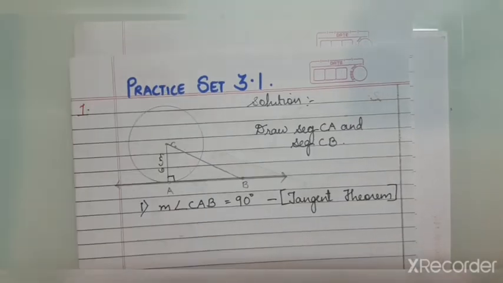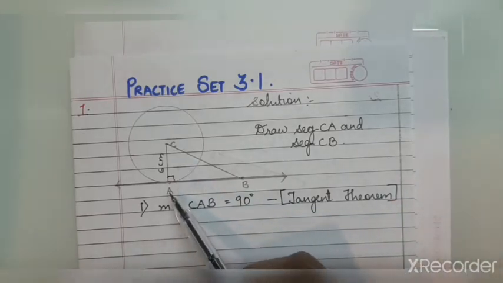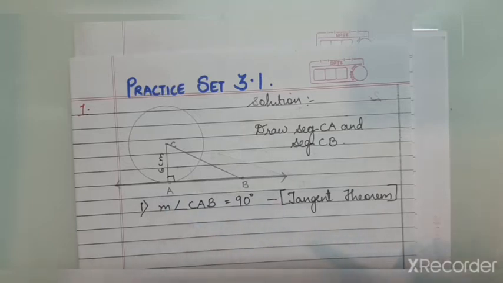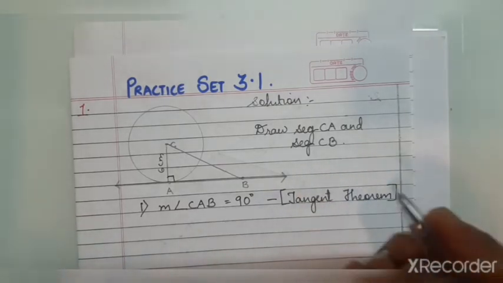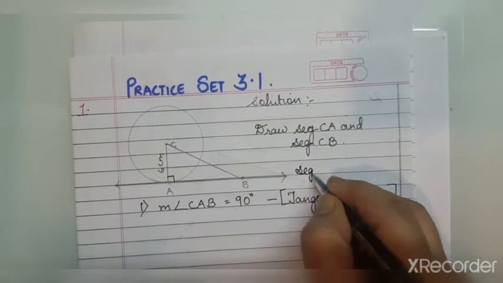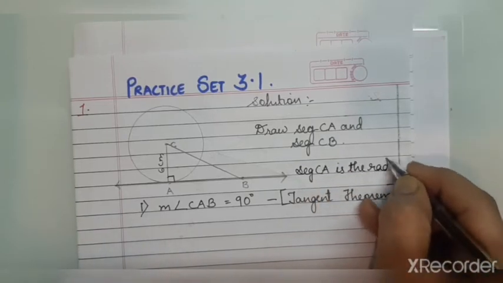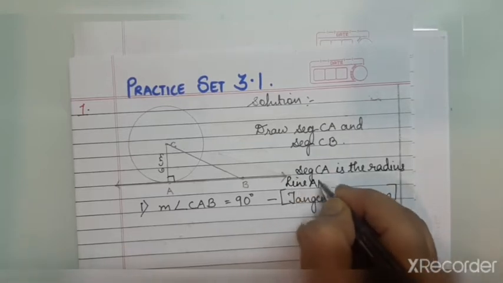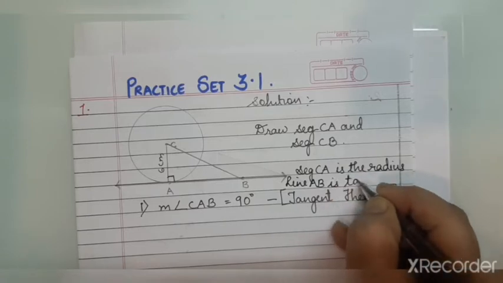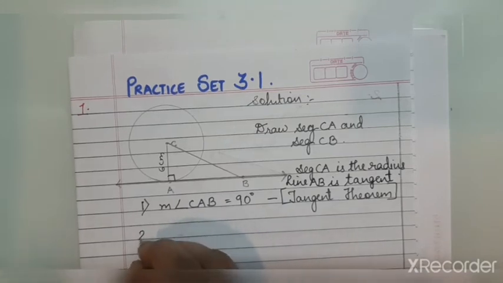If you want, just before this, you can mention that CA is the radius. AB is a tangent. So you can mention, or even directly if you write, that is okay. So if you want, just before you begin with the sum, you can write segment CA is the radius and line AB is the tangent to the circle at point A. Okay, now we go to the second question.